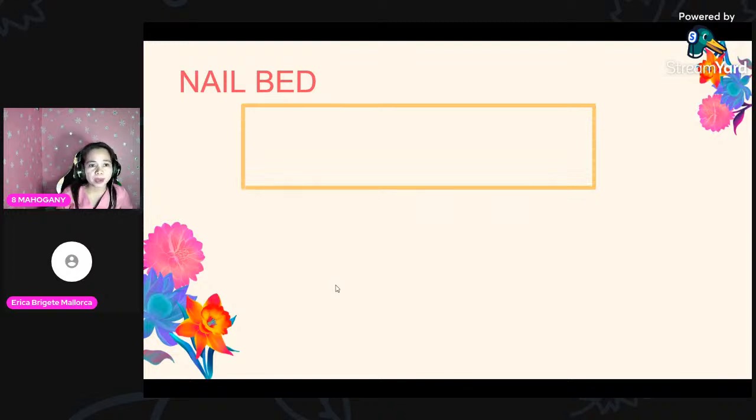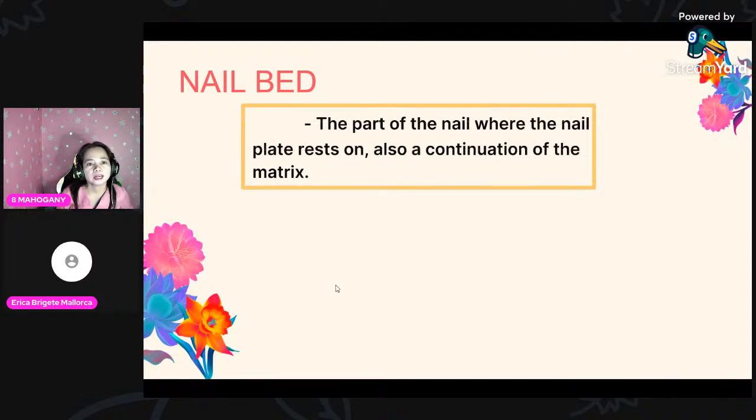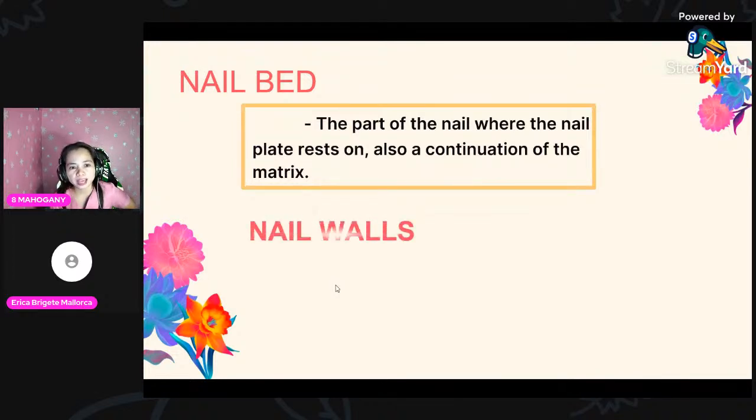So, for nail bed, the part of the nail where the nail plate rests on, also a continuation of the matrix. Okay. So, magkatugtong po siya sa matrix. Okay po, na kung saan makikita below the cuticle. So, yun po yung nail bed. Okay. Next po, how about the nail walls?